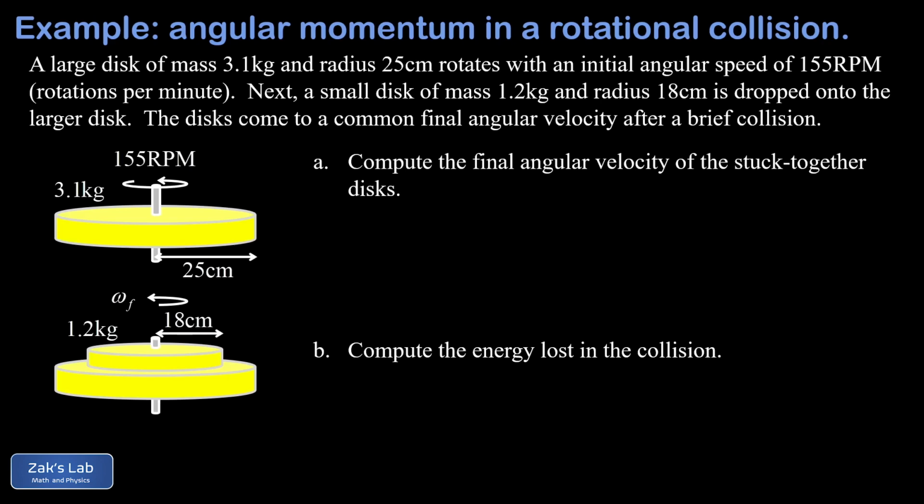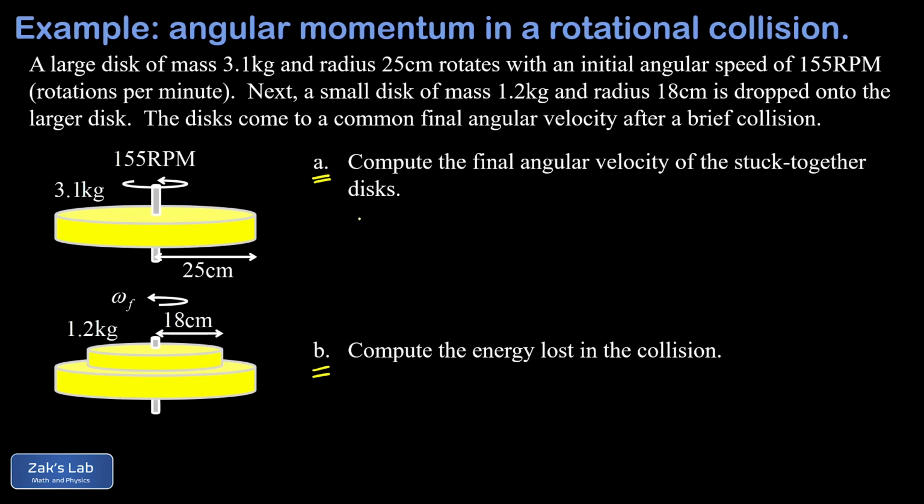And so we have what we could call a rotational collision between the two disks, and they end up coming to a common final angular velocity. And the first goal in the problem is to find that final angular velocity, and then we're going to compute the amount of energy lost in this collision. So you might remember for just linear momentum conservation, if you have an inelastic collision, meaning the two objects stick together, there's always energy lost, and we're going to see the same thing in this rotational collision.